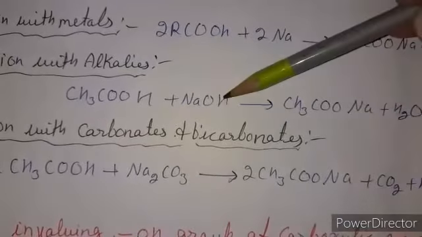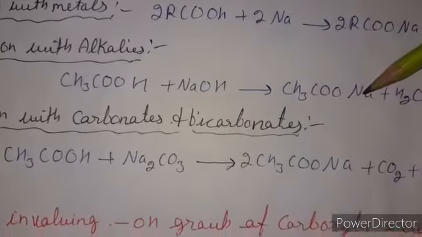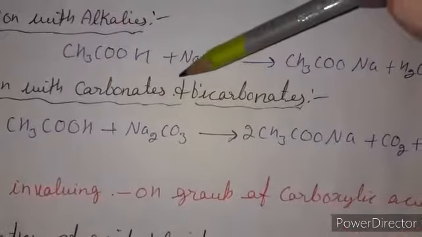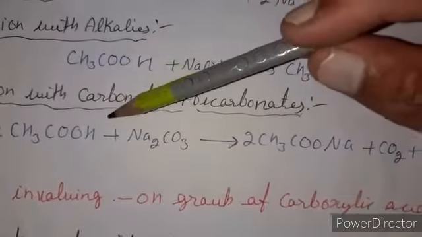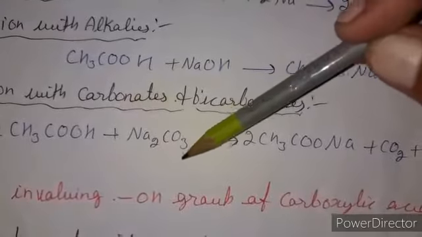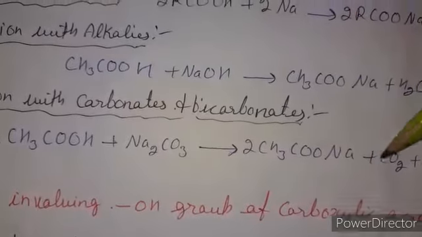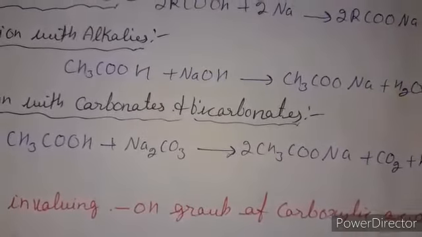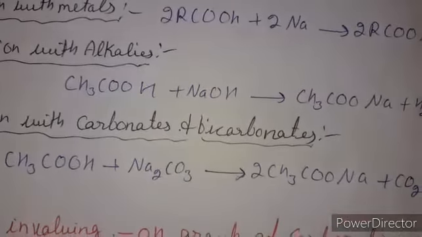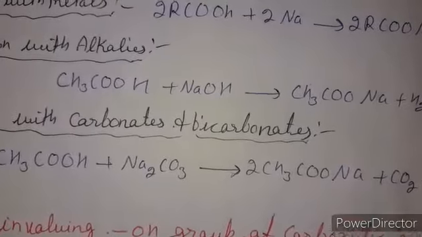When it reacts with alkali, it forms the sodium salt, the acetate ion. Similarly, action with carbonate and bicarbonate: when we react two molecules of acetic acid with sodium carbonate or bicarbonate, it will give salt plus carbon dioxide plus water. So these are the reactions you mostly discuss and we will discuss in 10th class.